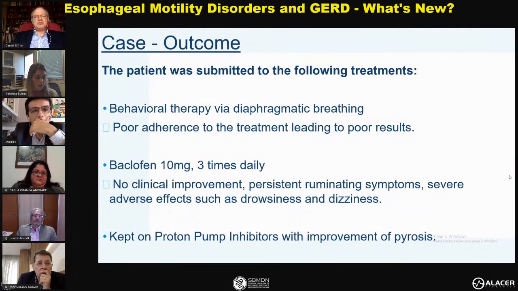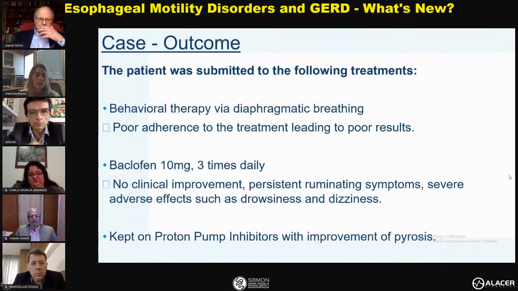So now we're going to talk a little bit about the case outcome. This patient was submitted to the following treatments. She was put in some behavioral therapy via diaphragmatic breathing, and we observed poor adherence to the treatment, leading to poor results. We tried as well baclofen 10 milligrams 3 times daily, with no clinical improvement, persistent ruminating symptoms, and severe adverse effects such as drowsiness and dizziness. The patient was kept on proton pump inhibitors with improvement of pyrosis.